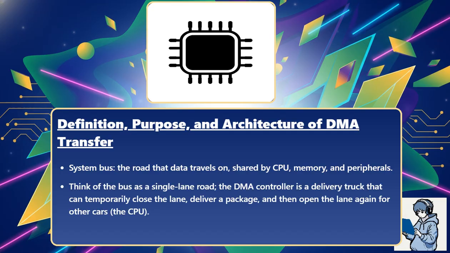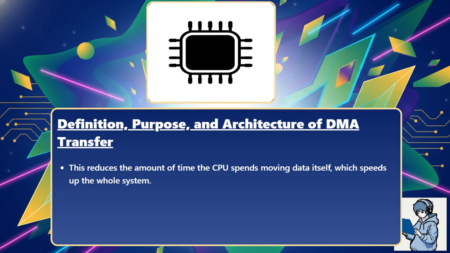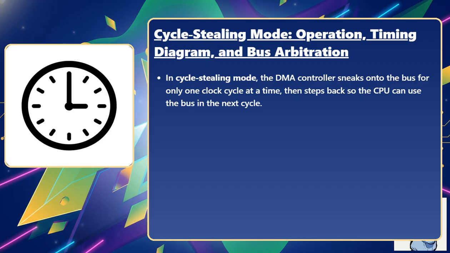Think of the bus as a single-lane road. The DMA controller is a delivery truck that can temporarily close the lane, deliver a package, and then open the lane again for other cars, the CPU. This reduces the amount of time the CPU spends moving data itself, which speeds up the whole system. In cycle stealing mode, the DMA controller sneaks onto the bus for only one clock cycle at a time, then steps back so the CPU can use the bus in the next cycle.